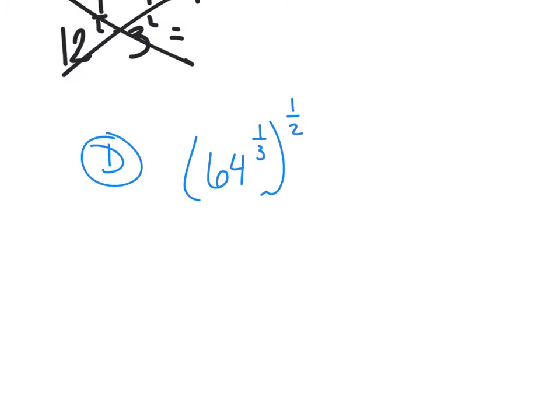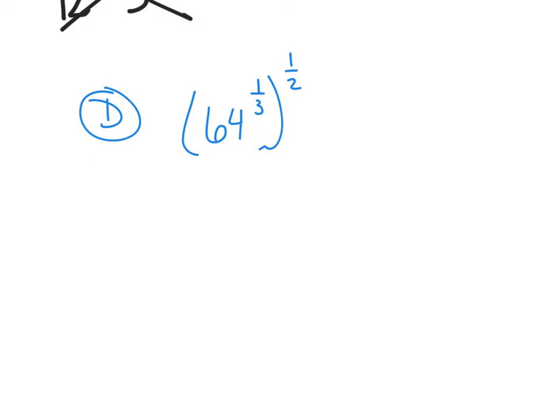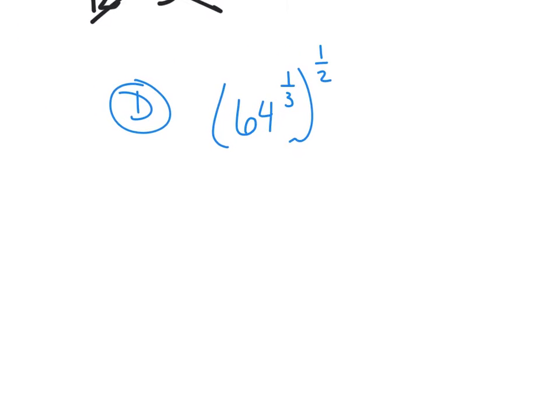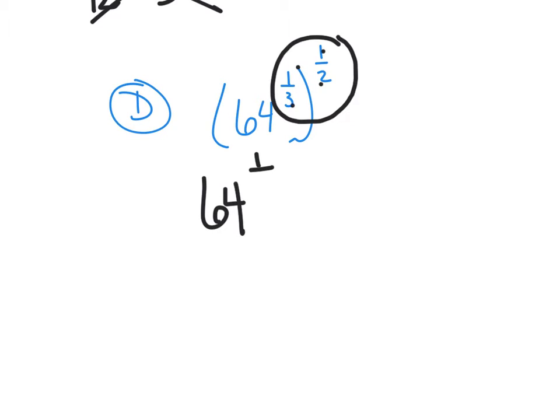All right, D. This is that power to a power property. I can take these two numbers and multiply. So I'm going to say this is 64 to the 1, 1 times 1, 3 times 2, 6. Okay, so now I'll rewrite that as the 6th root of 64.